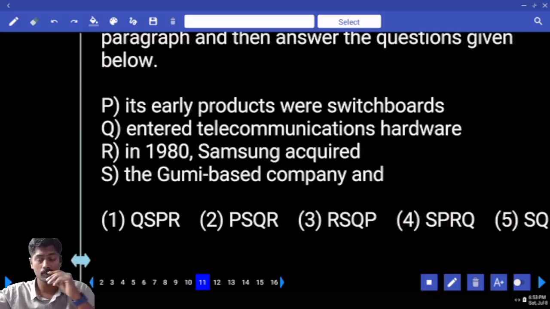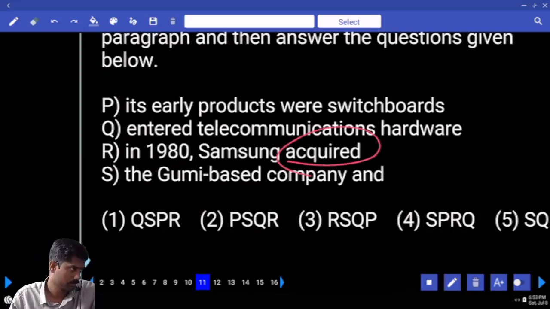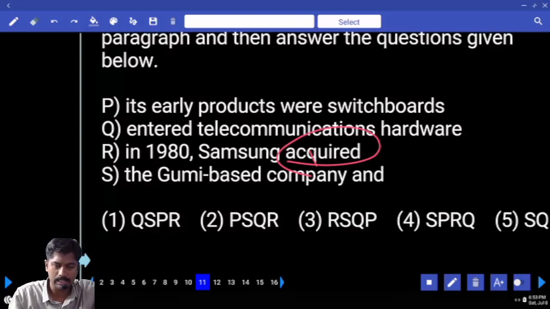Its early products for switchboards. Whose early products? We don't know. Entered communications hardware, telecommunications. Who entered? We don't know. In 1980, Samsung acquired. Acquired means took over, take control of something. Samsung acquired its early products.